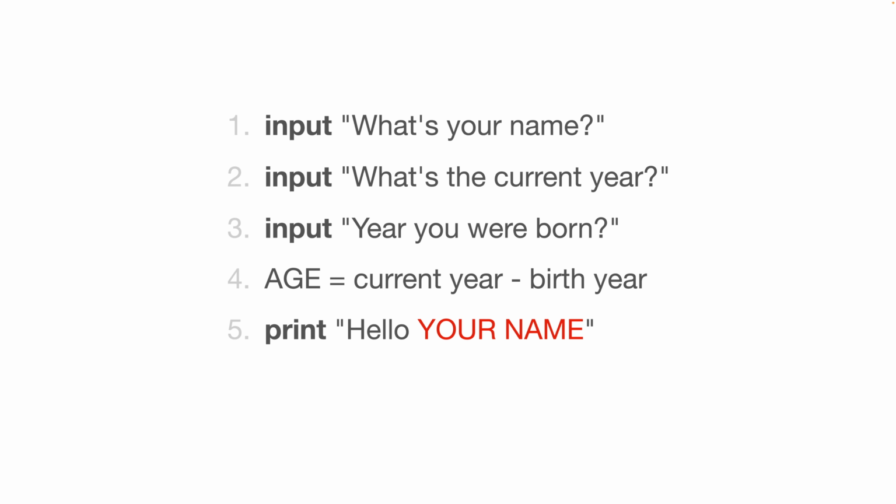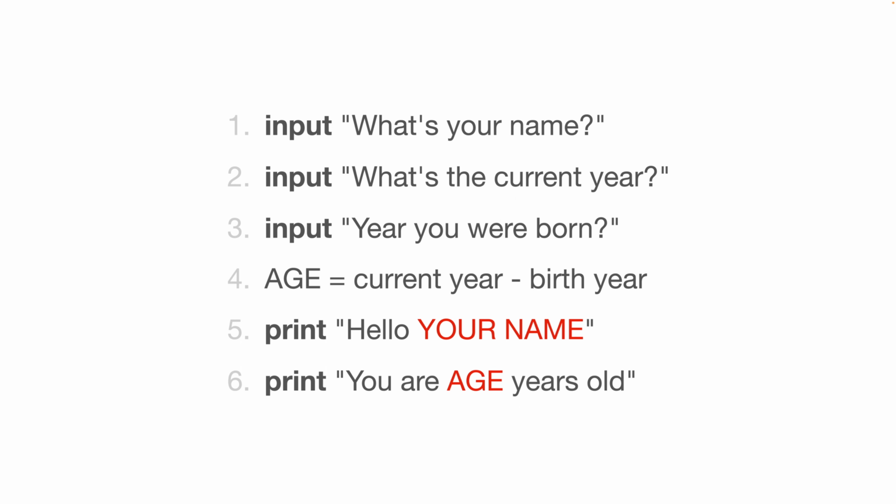So we print, this is another command. We say, okay, print, hello, your name, which is the name that you introduced before. And then we say, print your age, you are 8 years old. So this age comes from that calculation that was executed before.